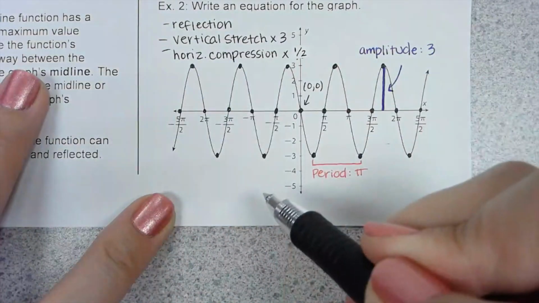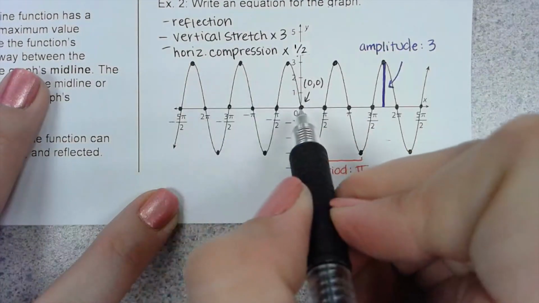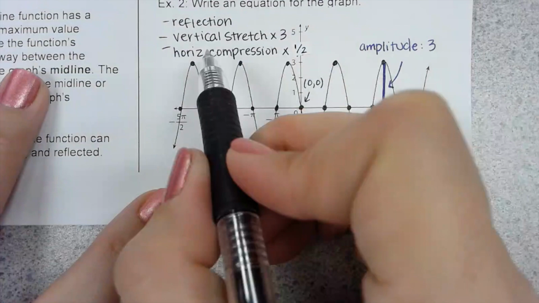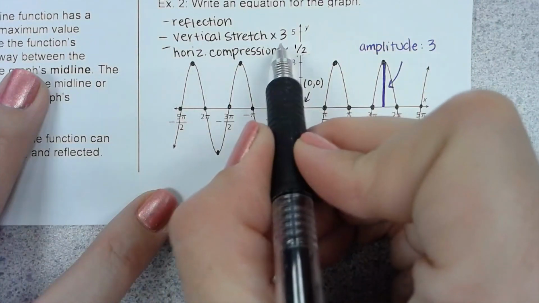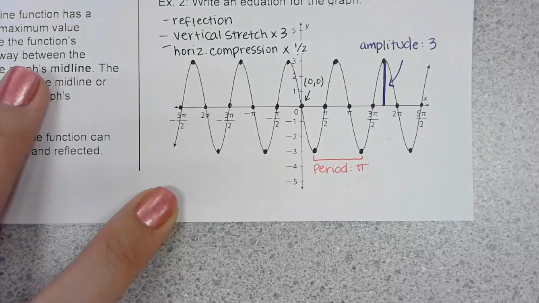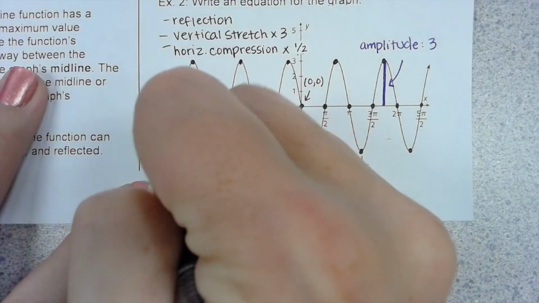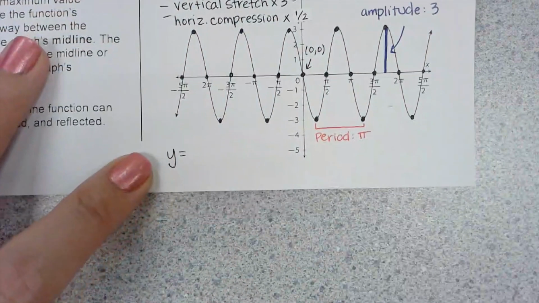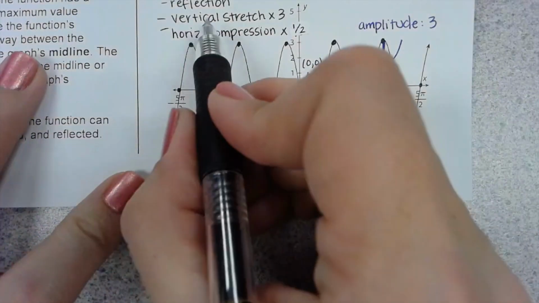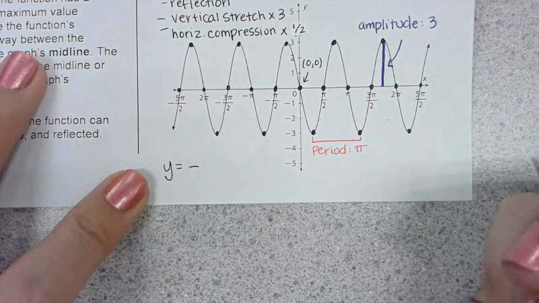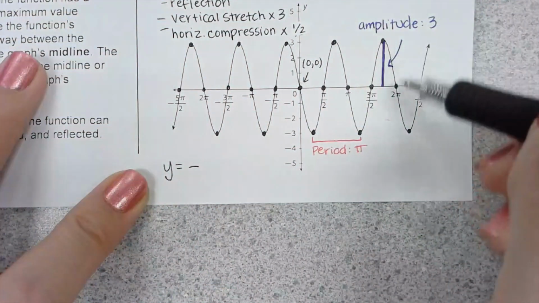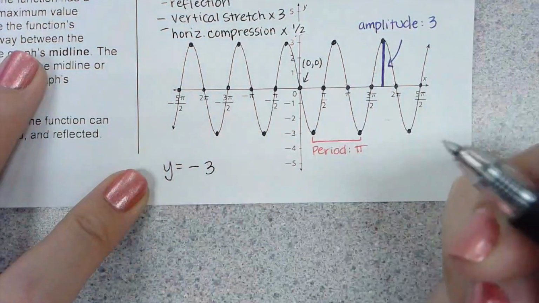So when I write my equation for this one, it goes through 0, 0, so I know it's a sine graph. There's a reflection, there's a vertical stretch times 3, and there's a horizontal compression. So my answer for this question is going to have a lot of parts to it. I'm going to write it down here. Y equals, because I'm writing an equation, I know it's going to be sine. The reflection means there's a negative out front. The vertical stretch, because the amplitude changed, means there's going to be a 3 out here.